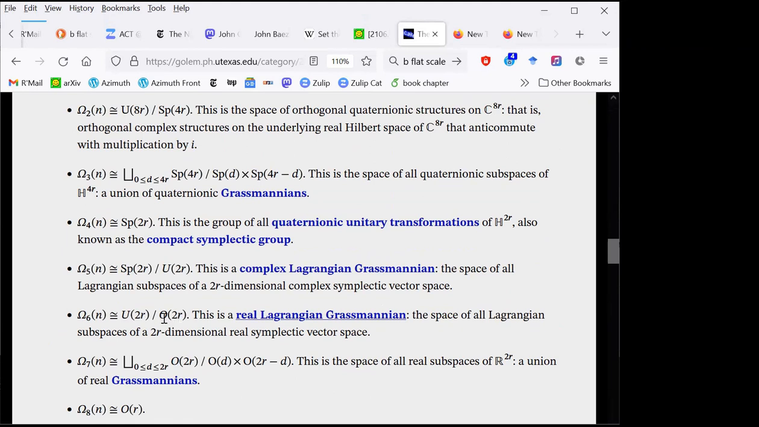And that is the space of Lagrangian subspaces of a, well, there's a reason why I call it 2R, because it has to be an even dimensional symplectic vector space. So this Lagrangian Grassmannian, which you're mentioning. The other day I was thinking, my God, how in the world is the Lagrangian Grassmannian unitary over orthogonal? It's supposed to be about the symplectic group, not about unitary and orthogonal.